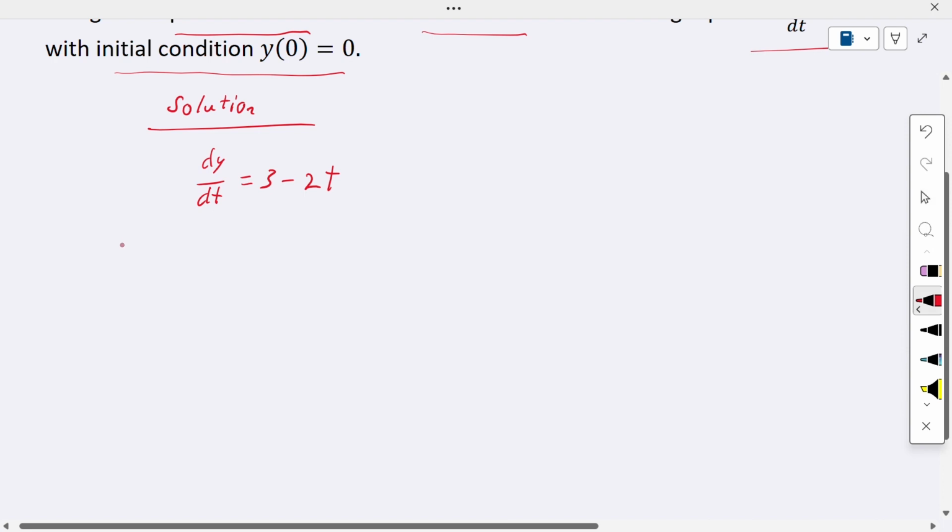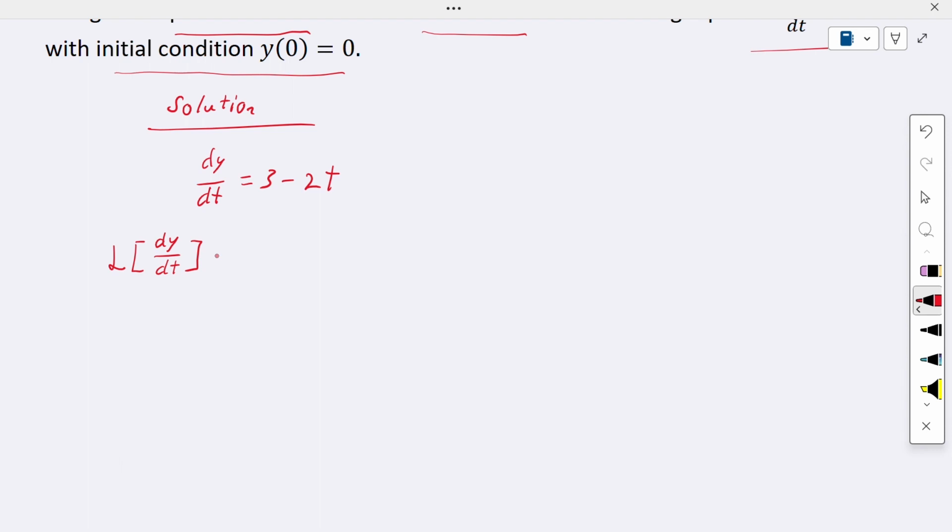Now we're going to put this into our Laplace operator. Here we have dy/dt equal to 3 times the Laplace operator of 1, minus 2 times the Laplace operator of t. The Laplace transform of the first derivative gives us two terms: s capital Y(s) minus the initial condition y(0). This must be equal to the Laplace transform of 1, which gives us 1/s.